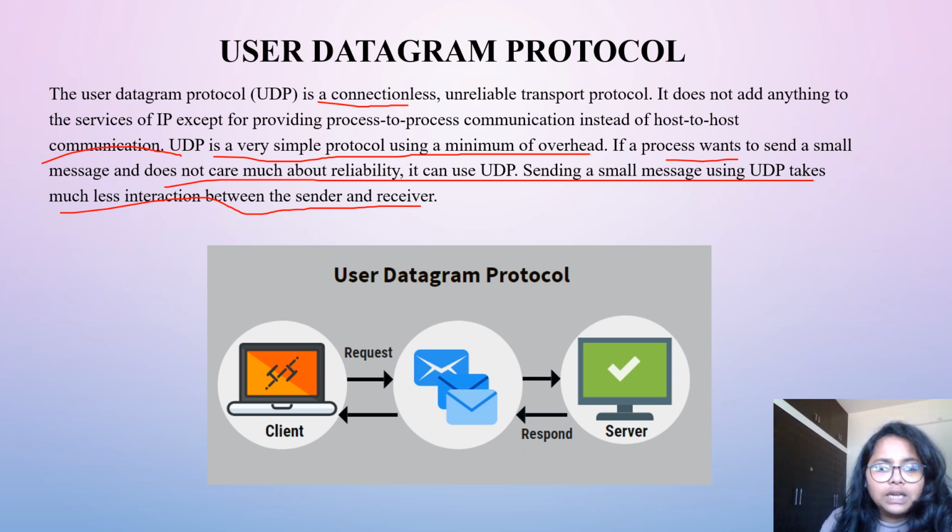So here you can see this will be the client, this will be the message, and this will be the server. Once the client requests, the message goes to the server, and if the server accepts the request sent from the client, the server sends a response to the client saying that I have accepted your request. Then only the client will send or transmit the particular data.